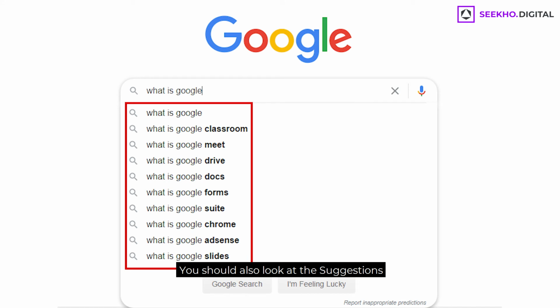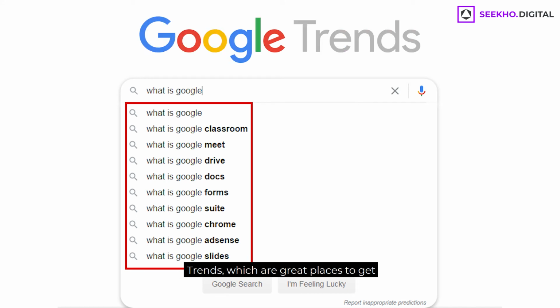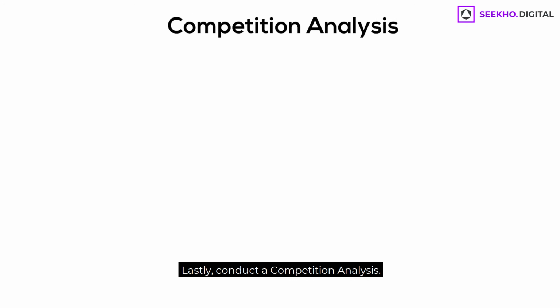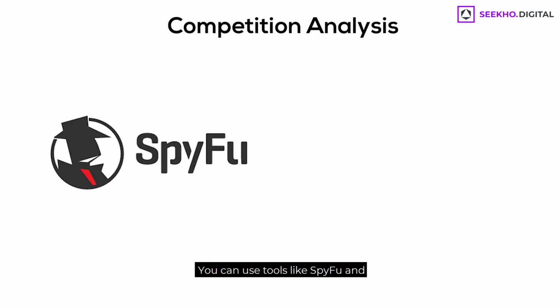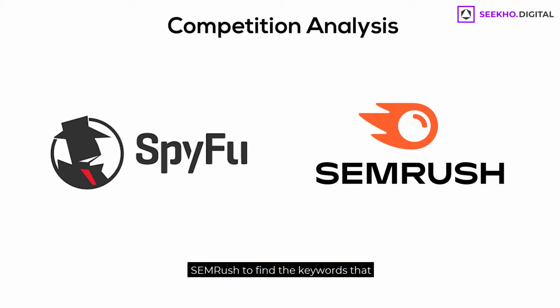You should also look at the suggestions by Google Autocomplete and Google Trends, which are great places to get recommendations of the various topics and words that people generally search with. Lastly, conduct a competition analysis. You can use tools like SpyFu and SEMrush to find the keywords that your competitors are bidding on. This will give you an idea of specific keywords that you might have missed out on.